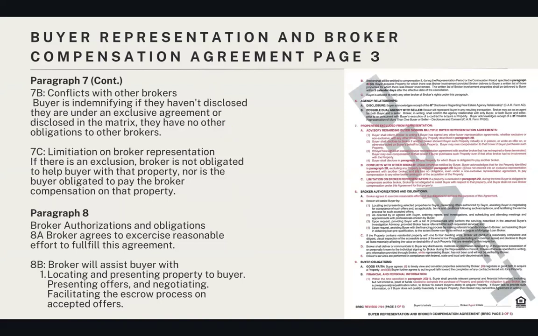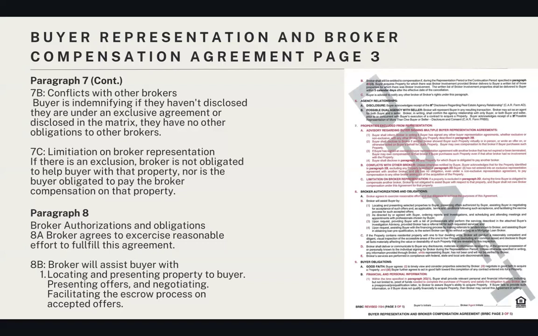Paragraph 7 continued. 7B, conflicts with other brokers. The buyer is indemnifying if they haven't disclosed they are under an exclusive agreement or disclosed in the matrix. They have no other obligations to other brokers. So again, you're just having to have them confirm to you and confirm to the brokerage that they have not been involved with other brokers. It's going to take a little bit of doing. Buyers are going to be confused with this process. So again, it's an opportunity for you to help clarify what the responsibilities are.